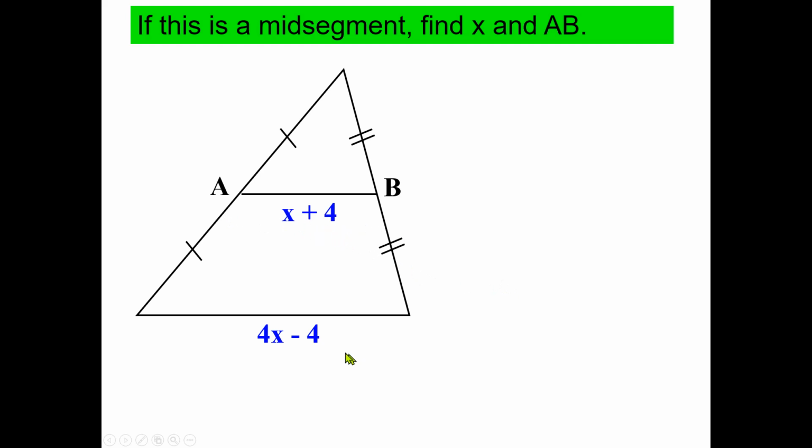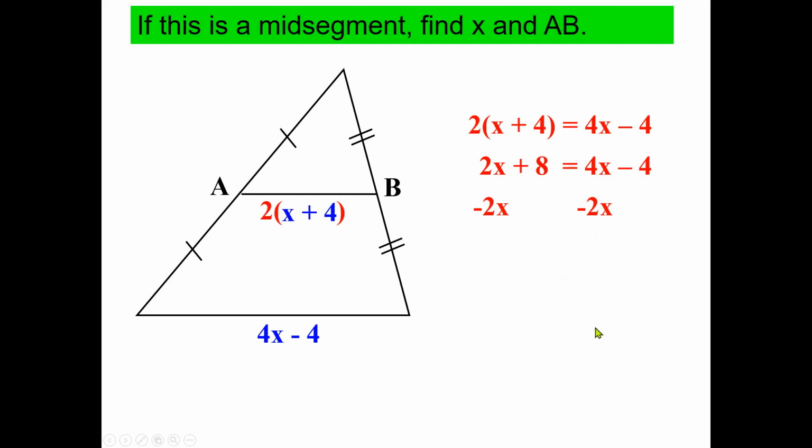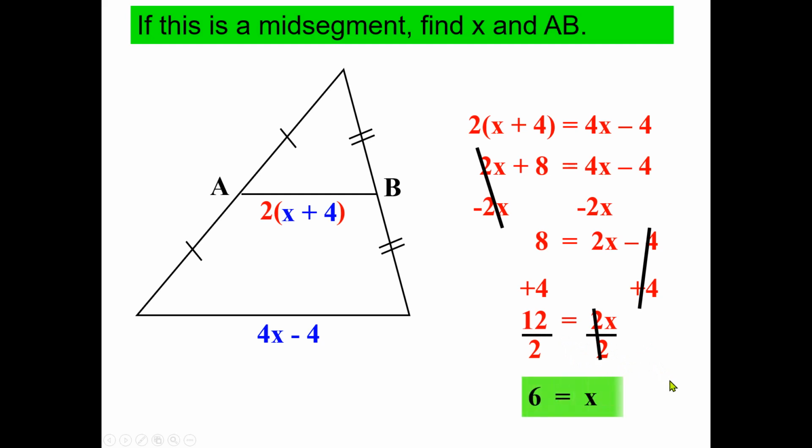X plus 4 is not equal to 4x minus 4. So I would have to take this one and multiply it by 2. Now I could take this expression, set it equal to this expression, right? And then solve the problem. You distribute the 2, then you get rid of the smallest x, minus x. Then you get rid of the minus 4 by adding 4, right? That cancels. And then you've got 2x is equal to 12, divide by 2, and you got x is equal to 6. Very good. Okay, so that's what x is.